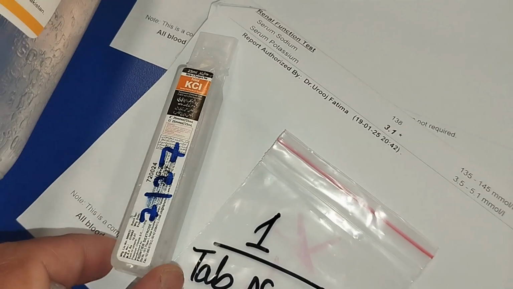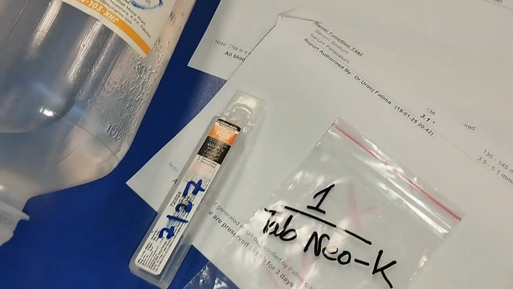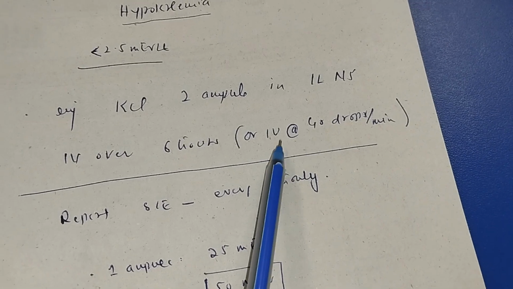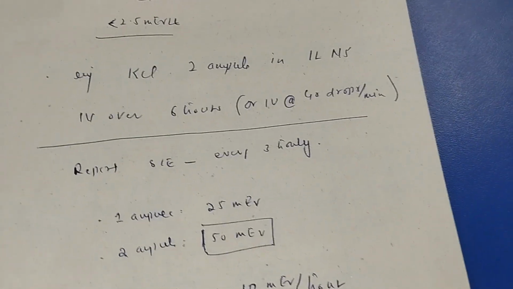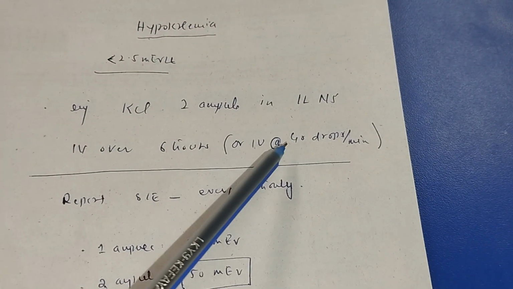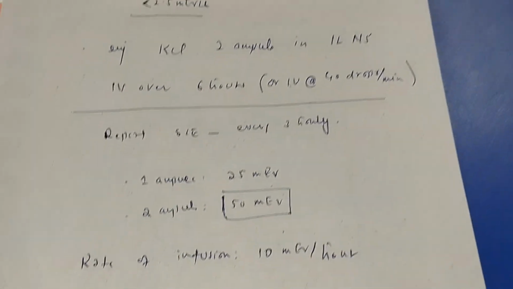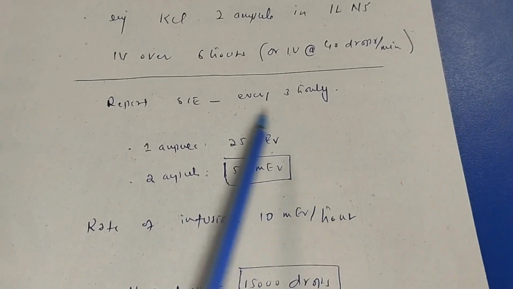So these 2 ampules we will put in 1 liter normal saline, and then we have to give it IV over 6 hours. So we have to know how many drops per minute, that is IV at the rate of 40 drops per minute. So how do we understand that in 6 hours it becomes 40 drops per minute? We will repeat serum electrolytes or serum potassium every 3 hours.